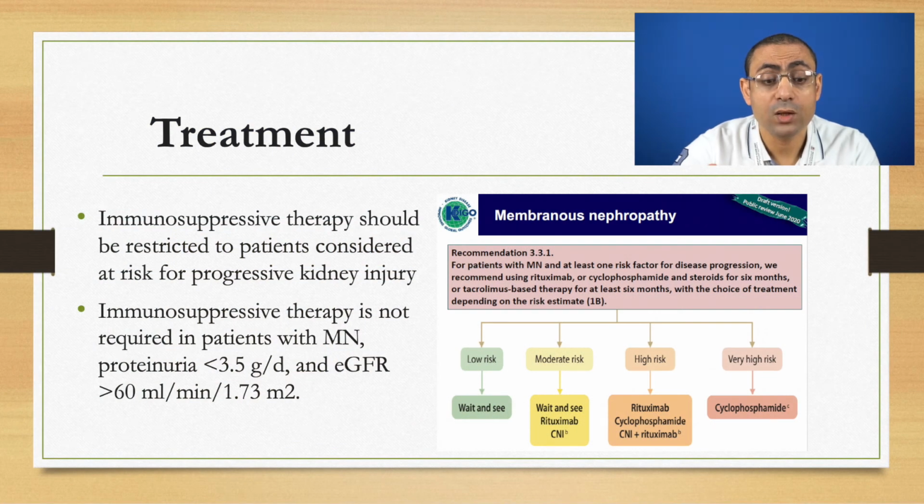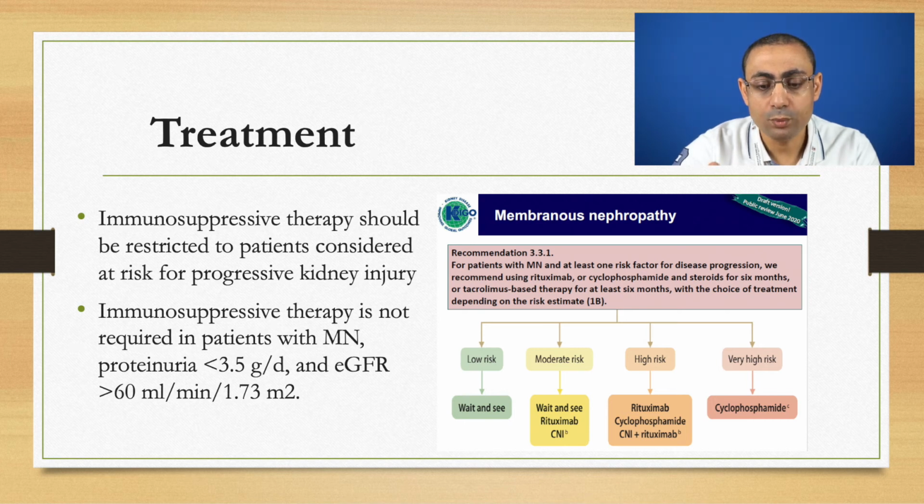Immunosuppression therapy should be restricted to patients considered at risk for progressive kidney injury. Immunosuppressive therapy is not required in patients with membranous nephropathy with proteinuria less than 3.5 grams and normal GFR. So for the low risk group, we will wait and see, give conservative treatment, and follow proteinuria and the anti-PLA2R antibody level at 3 and 6 months. For moderate risk, wait and see, and if there is no improvement of the proteinuria, we will either give rituximab or CNI.